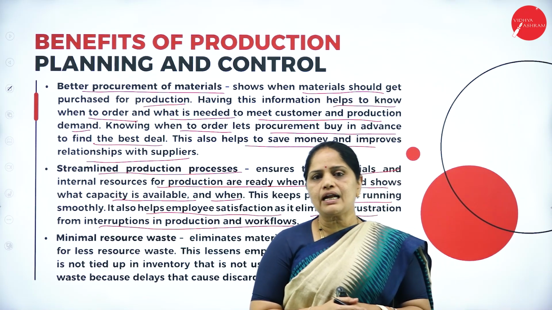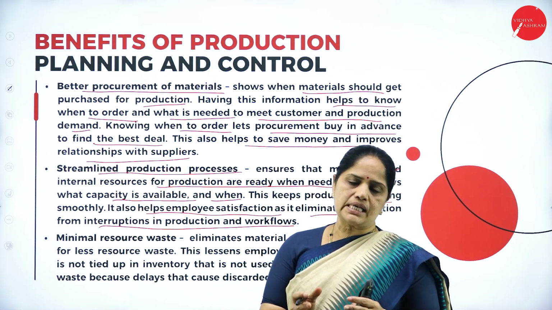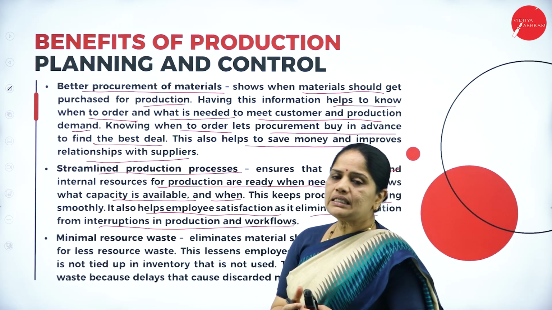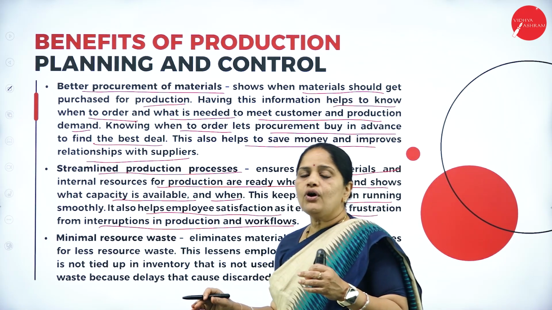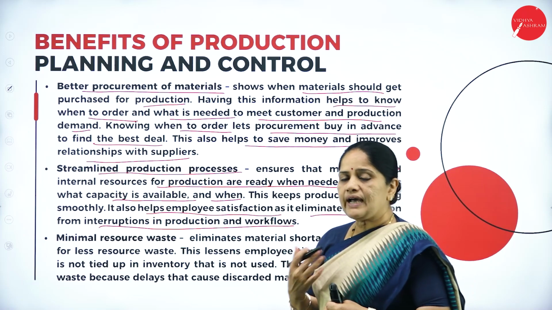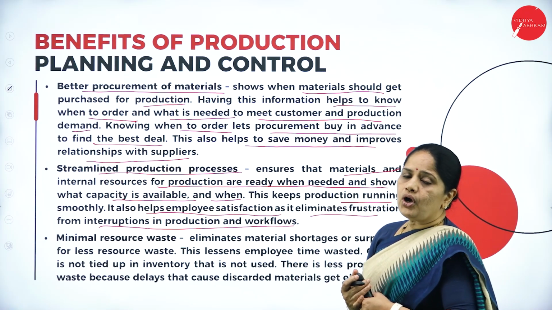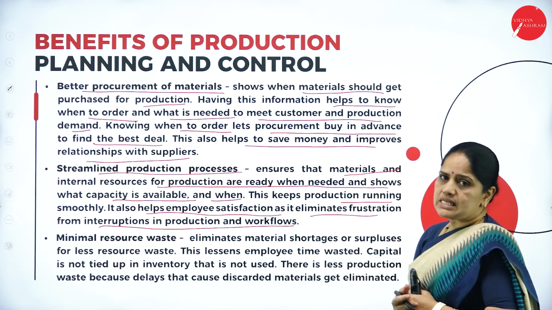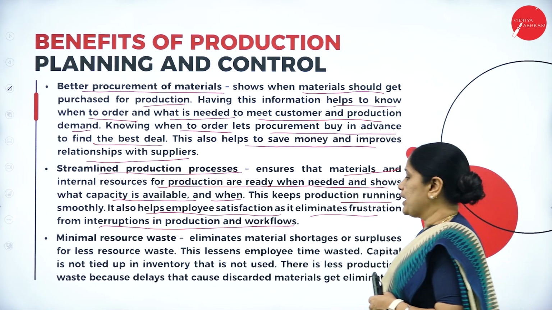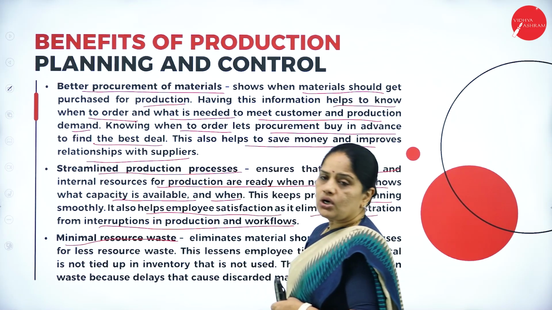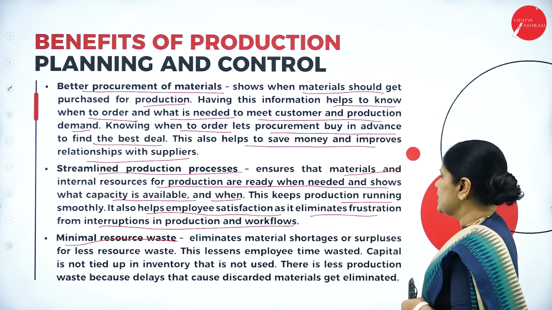So knowing exactly when all the internal resources are ready, then you can always send in the labor and get the work done. So there will be a smooth flow of production, and when you have a smooth flow of production, you can ensure that the employee is satisfied because there will be no interruptions in the production flow. Then the next one is minimum resource waste. What is this minimum resource waste?